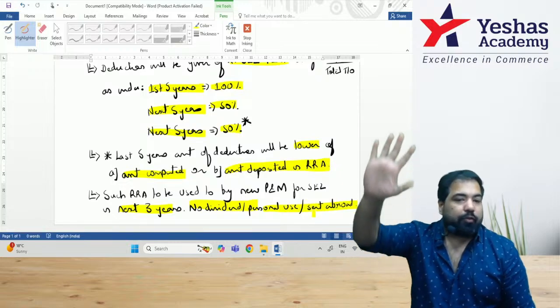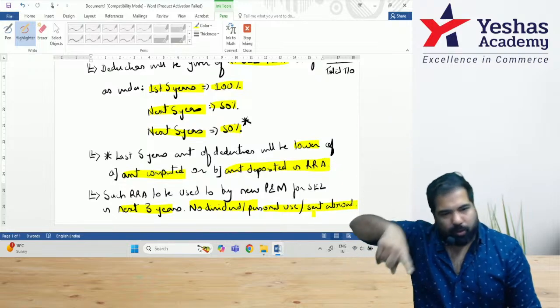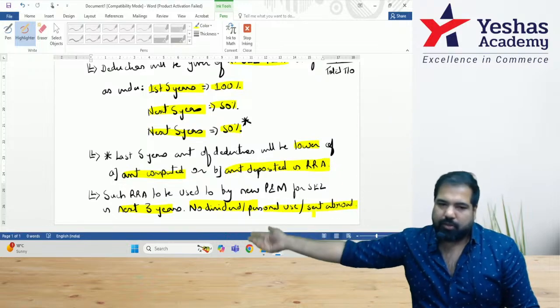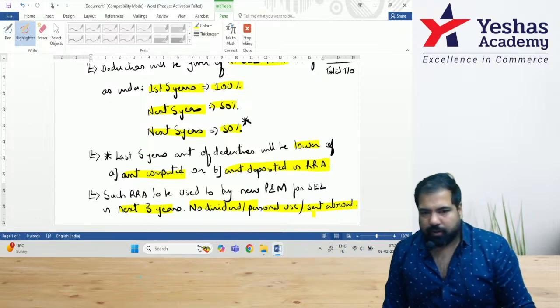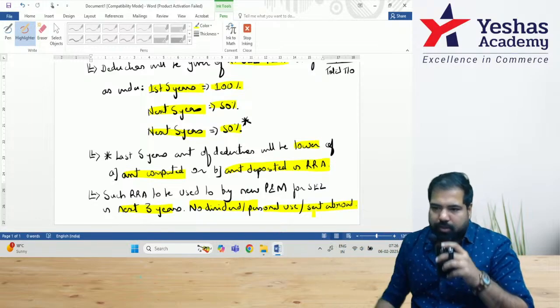If let's say in the 15th year you still want the deduction, then put the money and use it in the next 3 years. That's correct, right? Everyone okay?